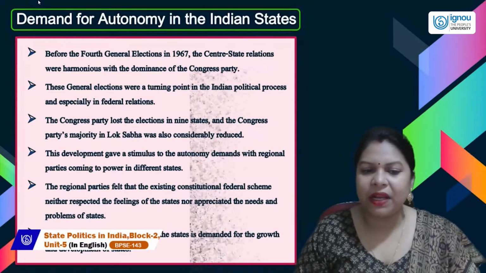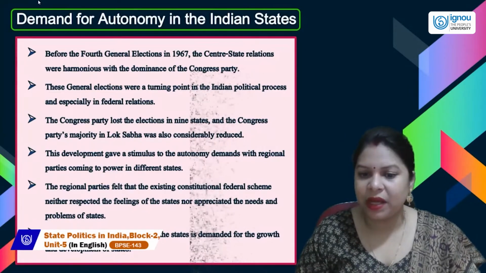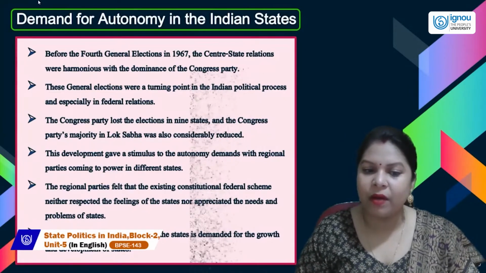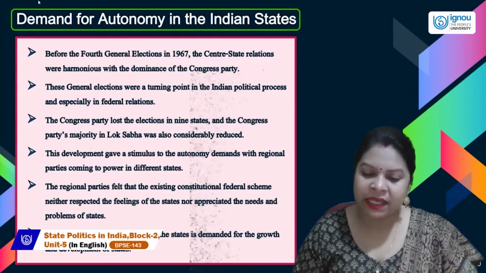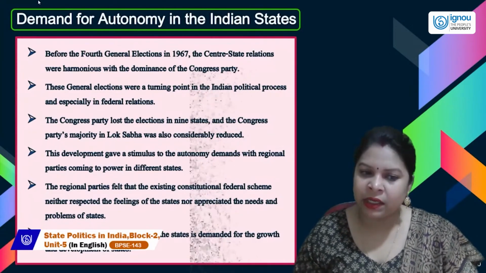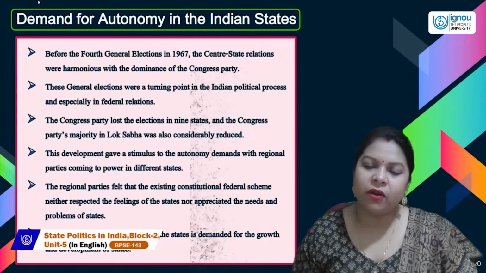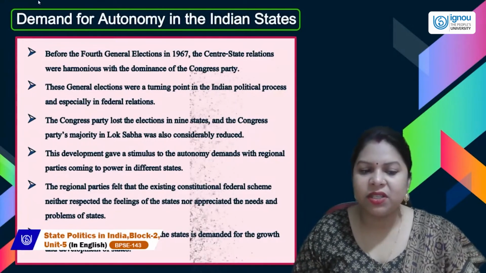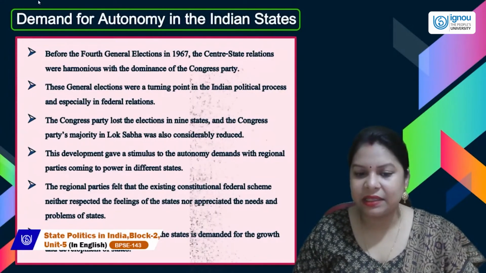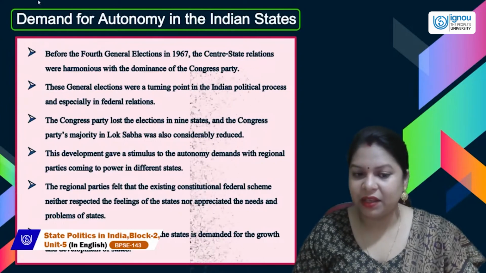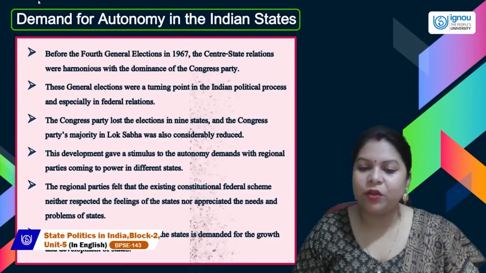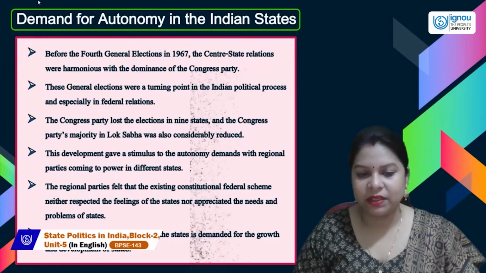This development gave a stimulus to the autonomy demands, with regional parties coming to power in different states. So with this election in 1967, we can see the rise of regional parties coming from various states. The regional parties felt that the existing constitutional federal scheme neither respected the feelings of the states nor appreciated the needs and problems of the states.